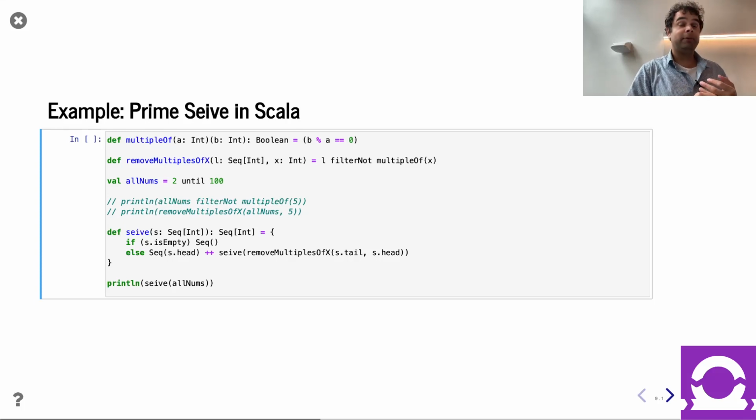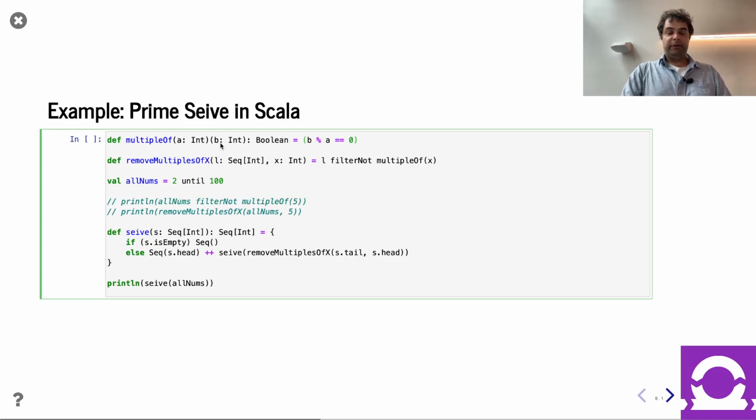A sieve is an algorithm that does passes over numbers. In this case, a prime sieve finds primes. So we're going to build it up programmatically using functional programming. To me, it's actually a pretty fun, elegant use of some of these techniques. So let's first define a function multipleOf, which given two integers will return whether A evenly divides B.